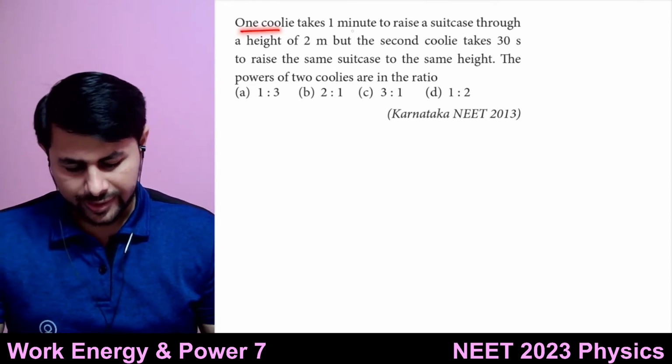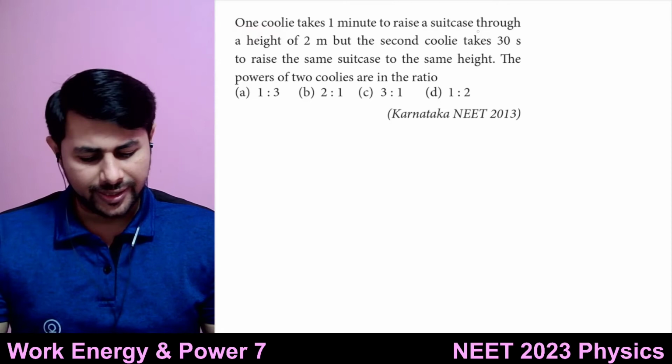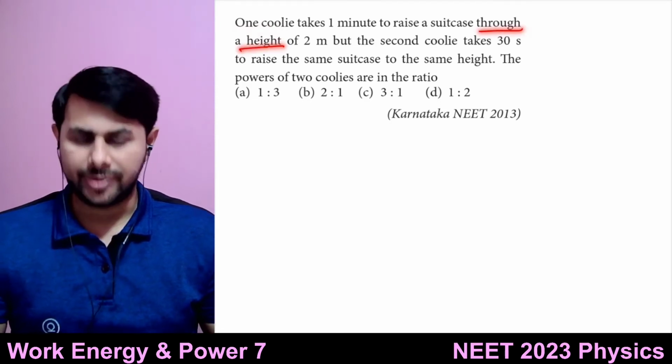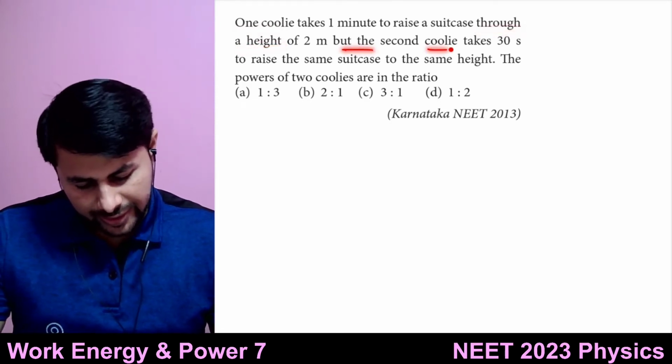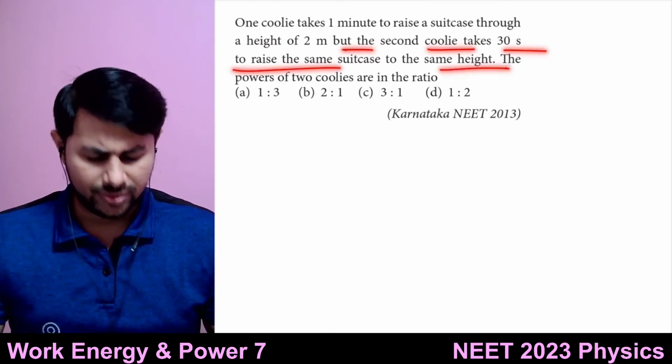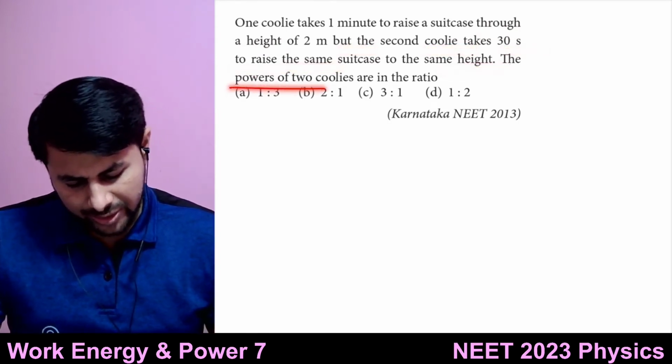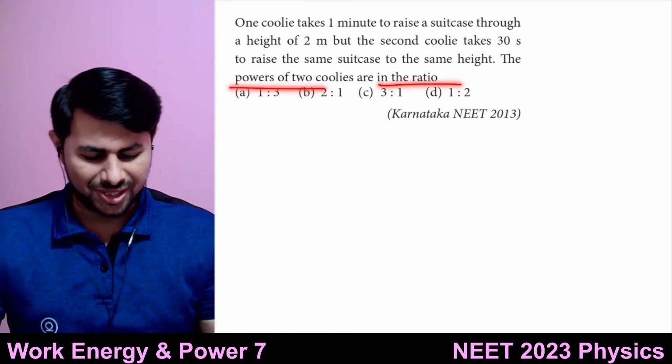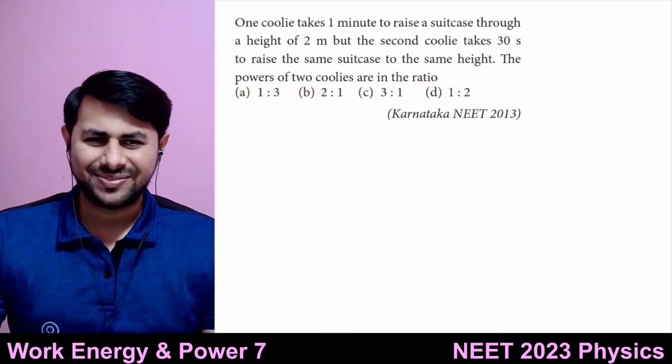One coolie takes 1 minute to raise a suitcase through a height of 2 meters, but the second coolie takes 30 seconds to raise the same suitcase to the same height. The powers of the two coolies are in the ratio. You tell me. This is very simple.